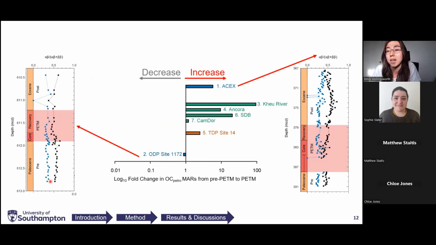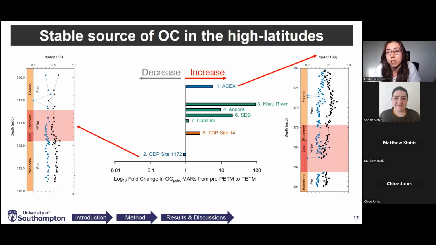The record is very stable, and we don't just see this with this ratio, we see this with all the other ratios. So in the high latitudes, we don't seem to see a big change in the source of organic carbon. There doesn't seem to be an increase or a decrease in the input of OC petro. Whereas with these mid-latitude sites in the subtropics, we do see a distinct shift during the PETM. And with the higher sedimentation rate during the PETM, we're then seeing this big increase in mass accumulation rates.